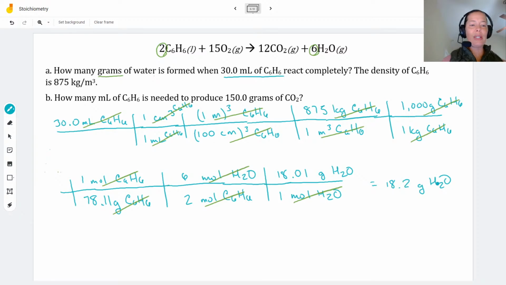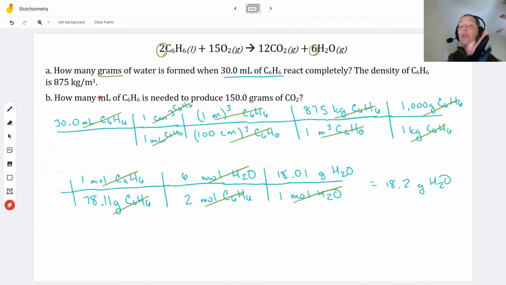Okay, so this one says how many milliliters of benzene, or C6H6, is needed to produce 150 grams of CO2. Okay, so this is kind of the opposite. We know we want to produce 150 grams of carbon dioxide, but to predict benzene, that's fine. That's just stoichiometry, but we've got to get back to milliliters, which means we're going to use the density again, but we're going to use it on the other end of our calculation.